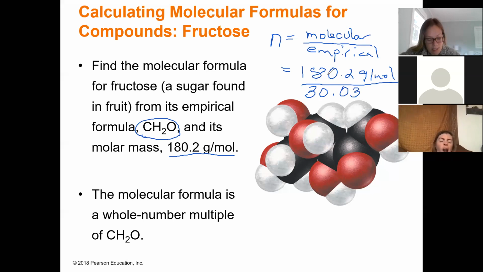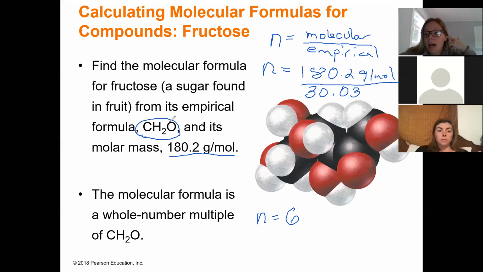30.03. So I take the 180 and I divide it by 30. And what we get is an N value equal to 6, or my molecular formula is 6 times as big as my empirical formula. Now, am I done? Not yet. I have to thread it back in to see what my molecular formula is.